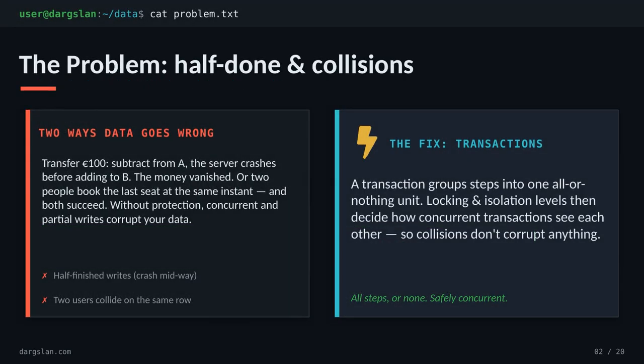So let's ground this in two scenarios you've probably seen. You transfer €100, the database subtracts from account A, then the server crashes before it ever adds to account B. The money just vanished. Or two users hit book on the last seat at exactly the same instant, and somehow both walk away with a confirmation. That's what transactions are designed to prevent. They group your steps into one all-or-nothing unit, and together with locking and isolation, they make sure concurrent work stays safe. All steps or none, safely concurrent.